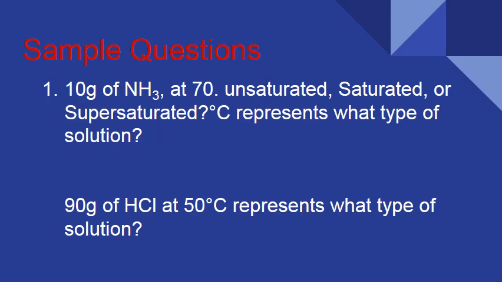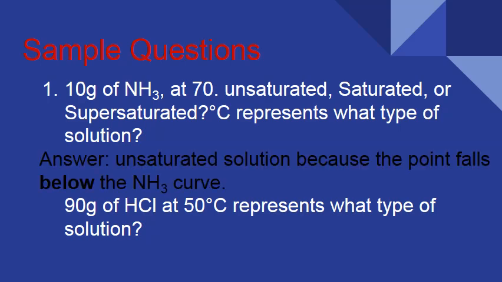Now that we've gone over the basics of solubility, we can now do some sample questions. Number 1. 10 grams of NH3 at 70 degrees Celsius. Is it undersaturated, saturated, or supersaturated? Take a moment to go on your reference table, Table G, and figure out the answer. The answer is unsaturated solution, because the point falls below the NH3 curve.